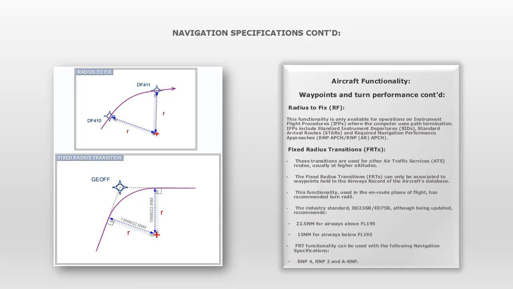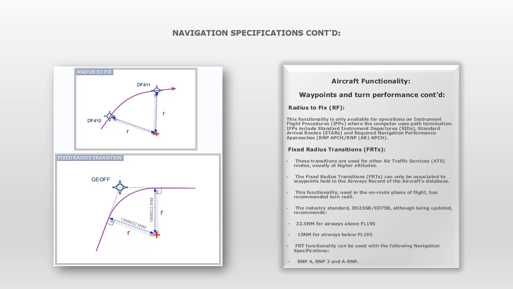Fixed radius transitions. These transitions are used for other air traffic services routes, usually at higher altitudes. The fixed radius transitions can only be associated to waypoints held in the airways record of the aircraft's database. This functionality, used in the en route phase of flight, has recommended turn radii.